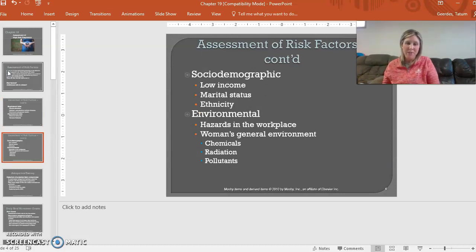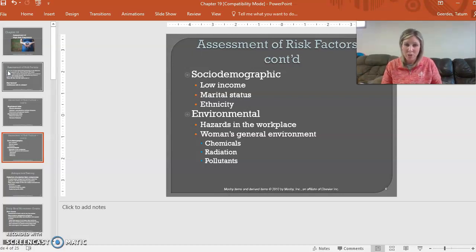Sociodemographic risk factors would be low income, marital status, and ethnicity. So with low income, oftentimes women who have low income will not have enough prenatal care on board. So they might come later into the clinic, maybe in her 3rd trimester, she's finally seen. But lack of prenatal care is something that we are concerned about.